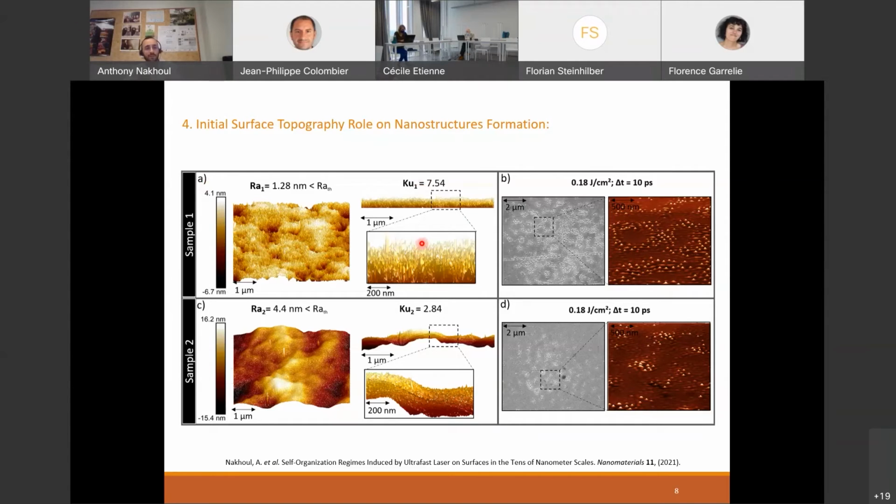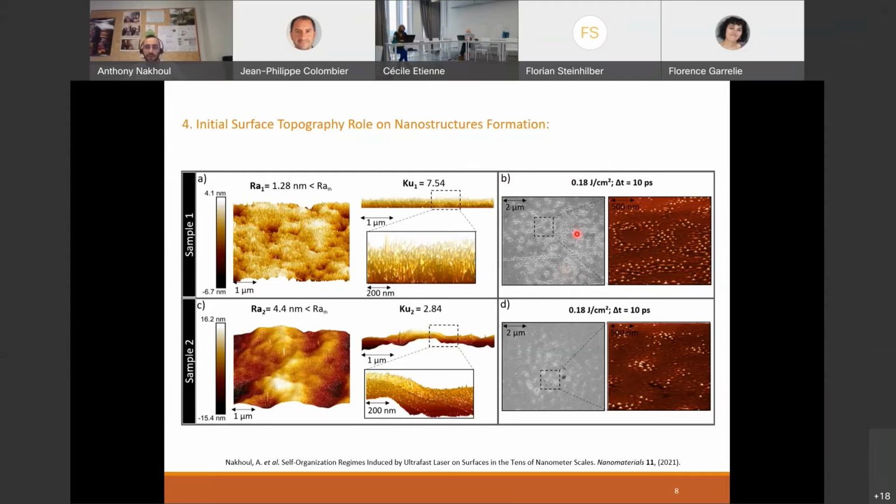However, the second sample was polished by electrochemical polishing, and we can see that the surface is bumpy. Here it's between 16 and -15, and the roughness was around 4.4 nanometers, but it was bumpy and the kurtosis was less than 3. So we did the same experiment, for the nanobumps.